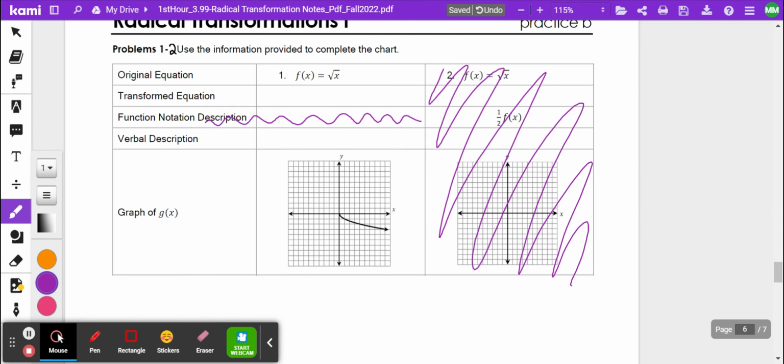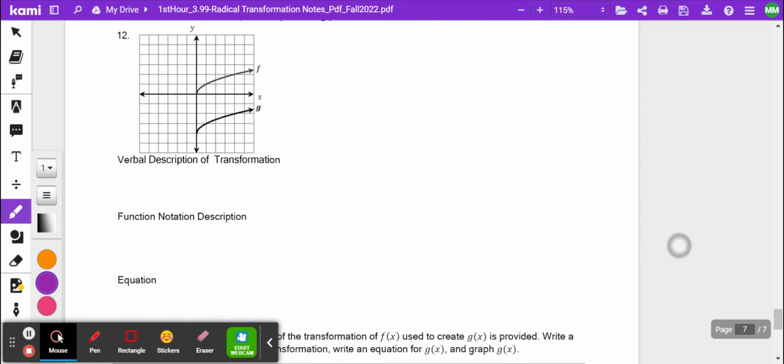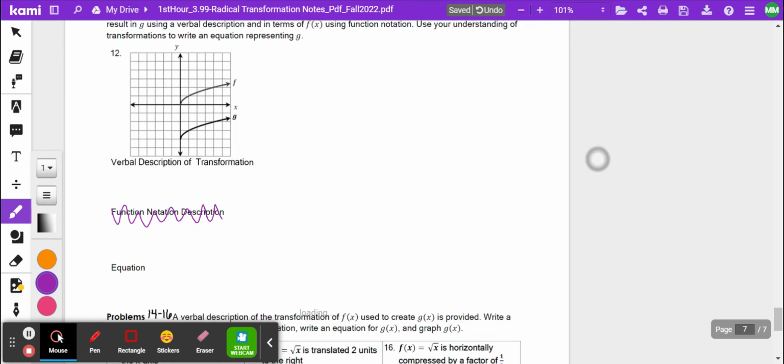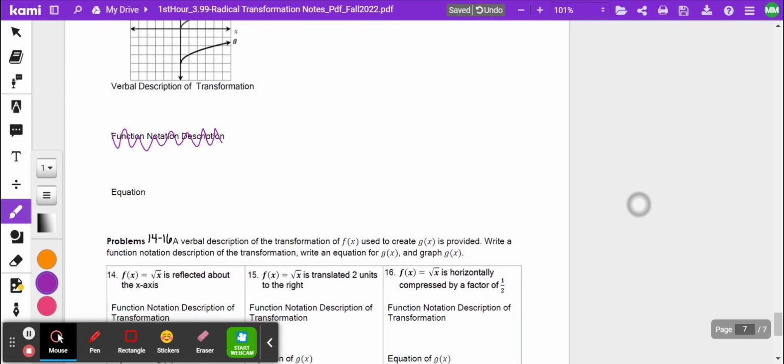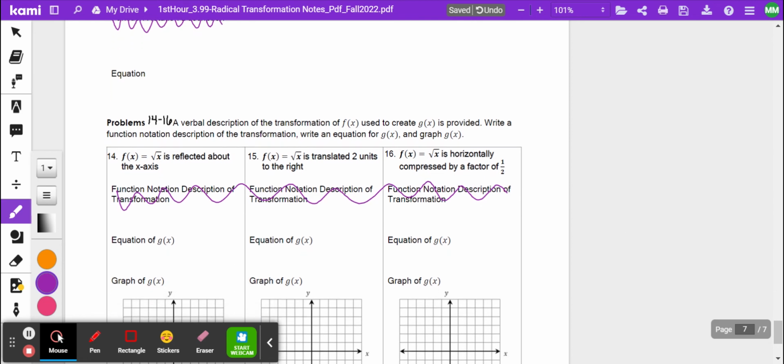And lastly, I'm going to have you cross off a few things on page 8. For page 8, you can cross off the function notation description. Also along the bottom, you can cross it off. And you're going to be able to cross off number 16.